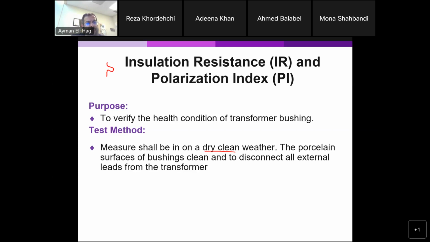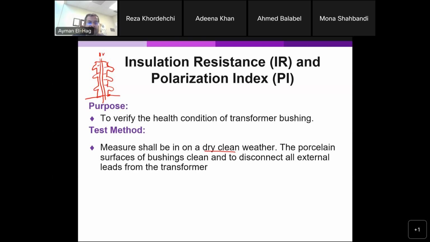So if this is the bushing that you want to measure its insulation resistance, and in between here we have the conductor. This is the tank of the transformer, so the conductor is going through the bushing. So it's a hollow insulation system, okay? So I want to measure between the high voltage, this is the high voltage here, and the connected ground here. So I want to see the current that goes through here, through the bushing itself. So that is reflecting the quality of the insulation of the bushing.